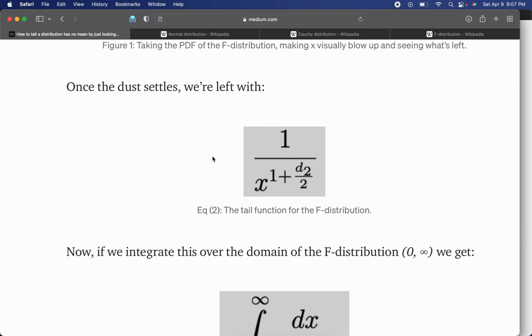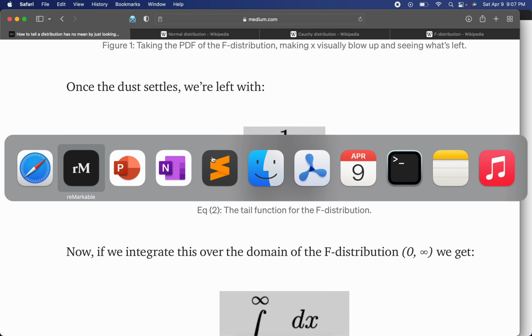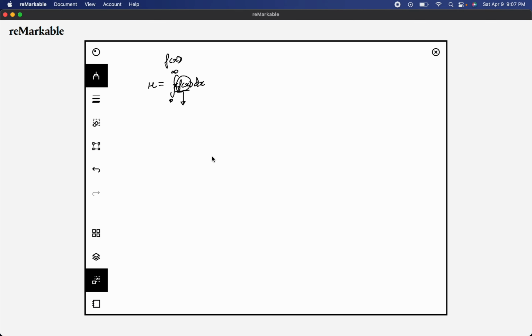Like we said here, the tail behavior was 1 by x to the power 1 plus d2 by 2. So then, this kind of pseudo mu, let's call this mu tilde, becomes the integral of x times, in place of f of x, we have 1 by x to the power 1 plus d2 by 2, dx, which is the integral of dx upon x to the power d2 by 2, from 0 to infinity.